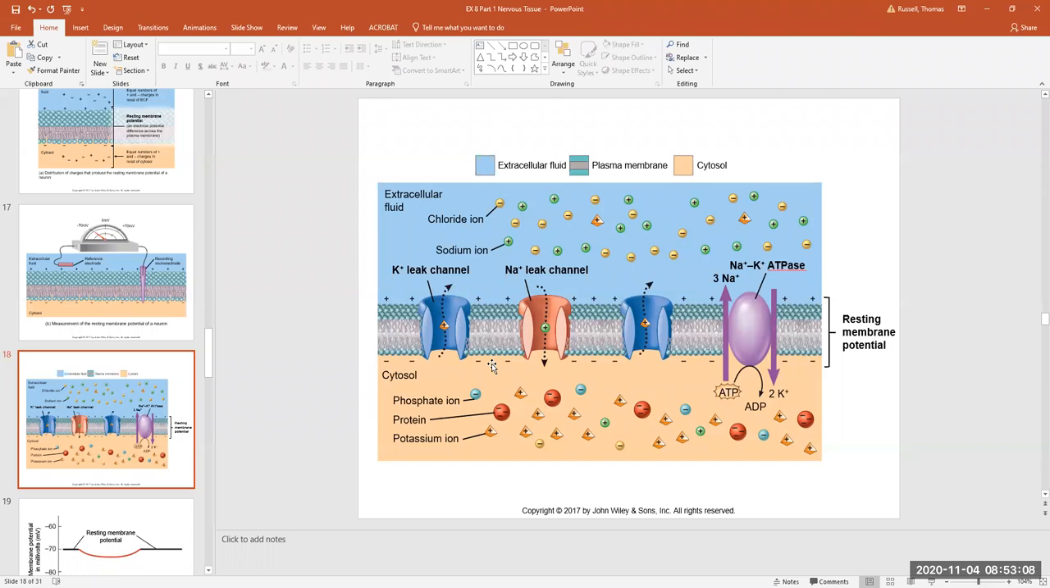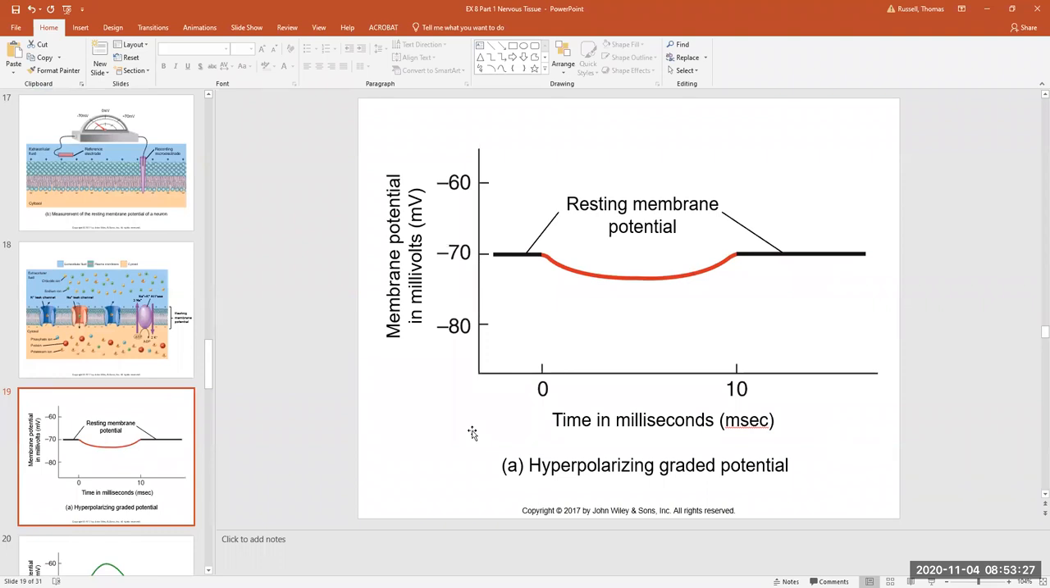Or, like I said, what they don't have on this picture is a chloride ion channel. If we open a chloride ion channel, chloride is negatively charged. If chloride is coming into the cell, we're gaining negatives directly, so you could become negative. So here's the thing. Anything that makes the resting membrane potential become more negative than normal is called a hyperpolarizing graded potential.